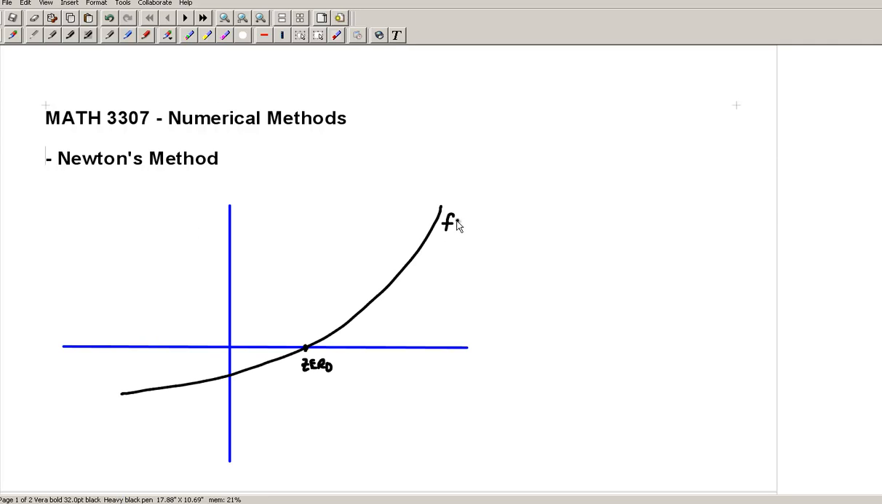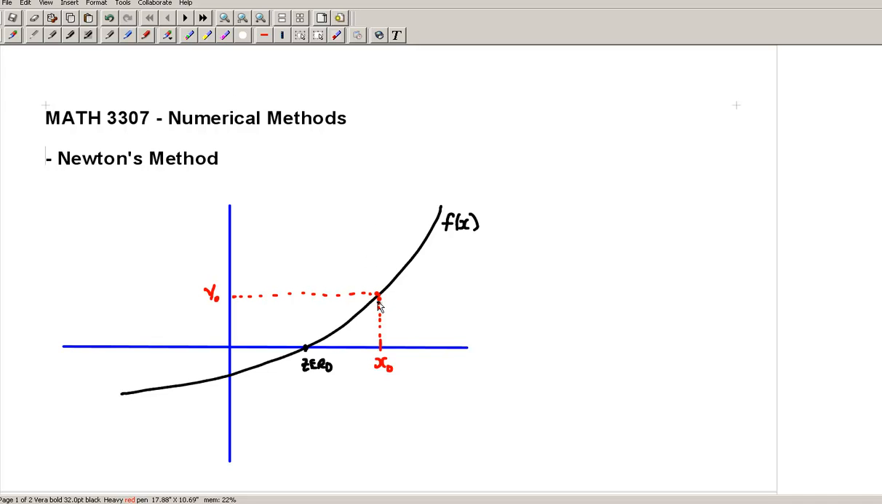Okay, here's a general function, f of x, and again we're interested in finding the zero of that function. So we're going to start with an initial guess. Let's say, for example, my initial guess is here. That would be my x naught, or x1, whatever you want to call it. So that x will give me a y value of y naught.